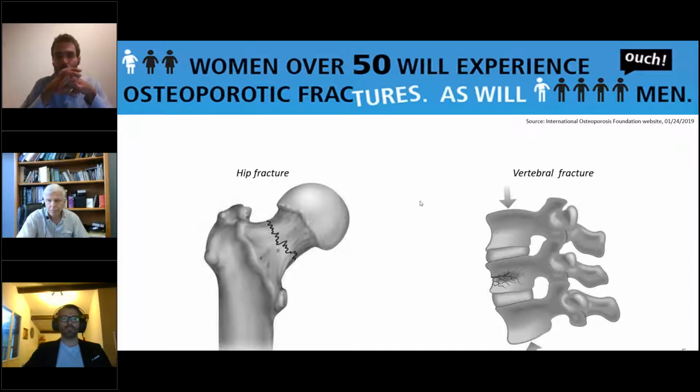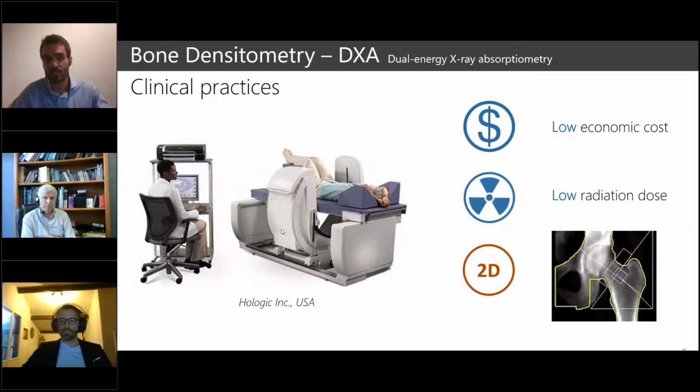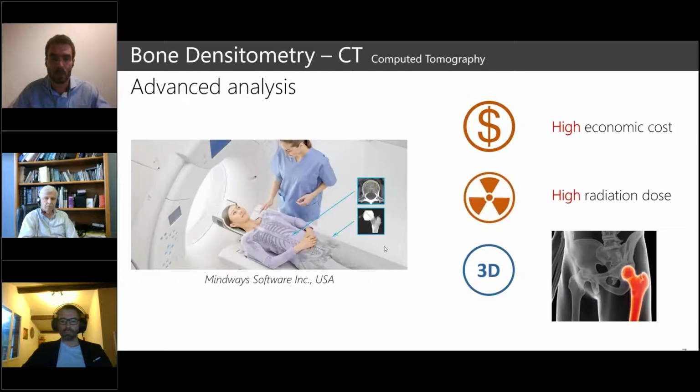Okay, so osteoporosis is a very common disease. We have 1 of 3 women and 1 of 5 men that will at some point have a fracture because of osteoporosis. So in clinical practice, physicians use DEXA to measure the bone density. DEXA is a low economic cost and a low radiation dose device. But the diagnosis that you can make from these 2D projections of the bone density is limited. So for an advanced analysis of your bone, a 3D analysis of the bone, physicians could use computed tomography, CT. However, CT is expensive and the radiation dose for the patient is high. So CT scan is actually not used in clinical practice for the diagnosis of osteoporosis.